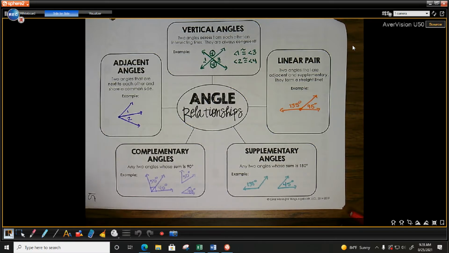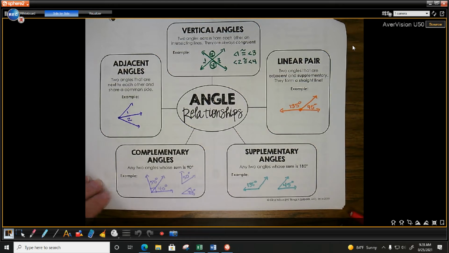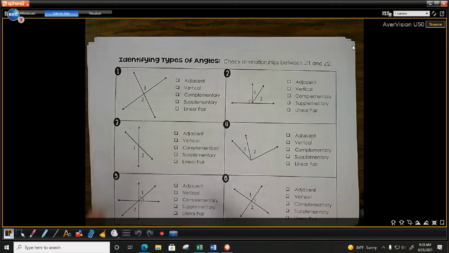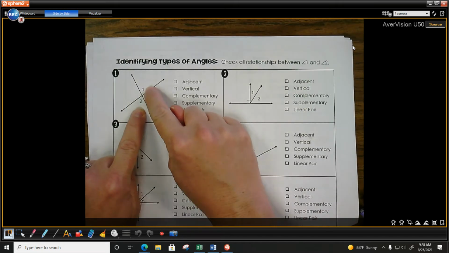Okay, some questions on your test are going to look like the next page, where it says check all that apply. You can check more than one box for each picture. Okay, so angle 1 and 2, what are those considered?